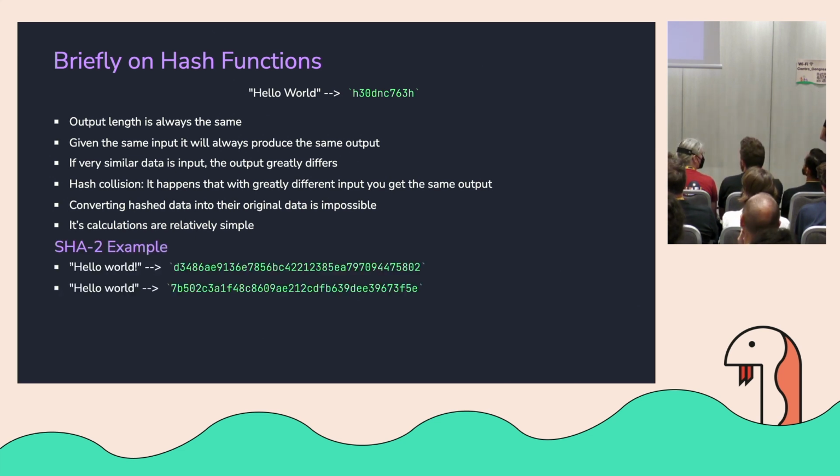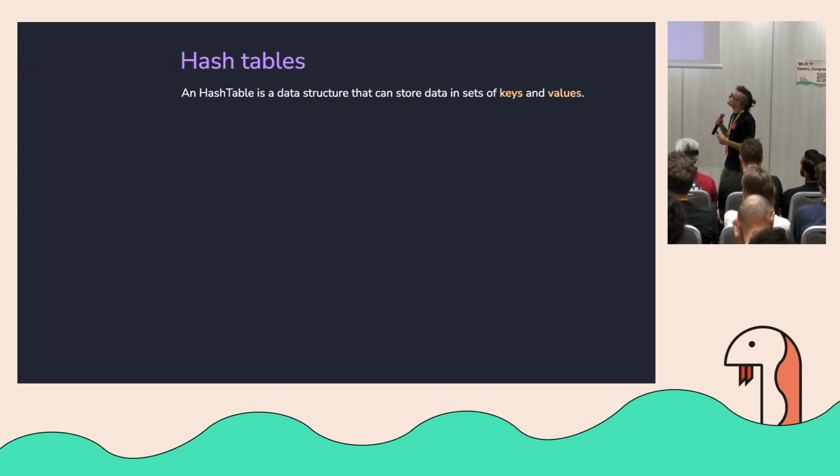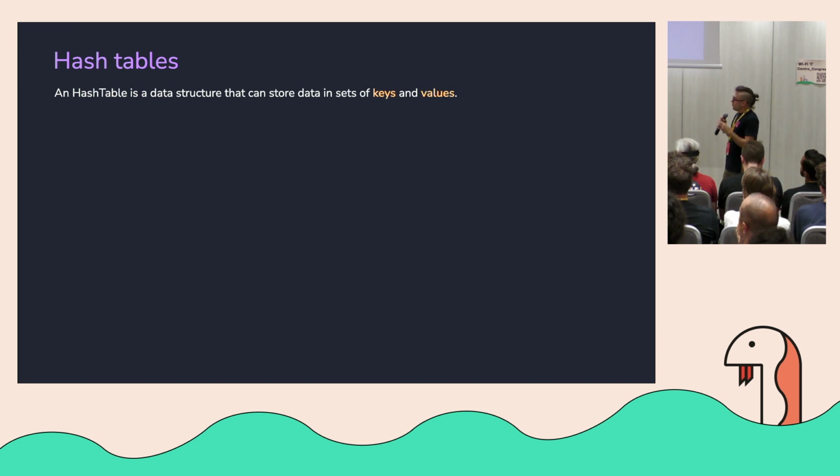This is a little example with the SHA-2 algorithm. It's a very famous hash function. And here you have hello world with an exclamation mark. You can see that if you just remove the last character, the output is completely different. Why do we talk about that? It's because we need to define what a hash table is, the magic behind dictionaries.